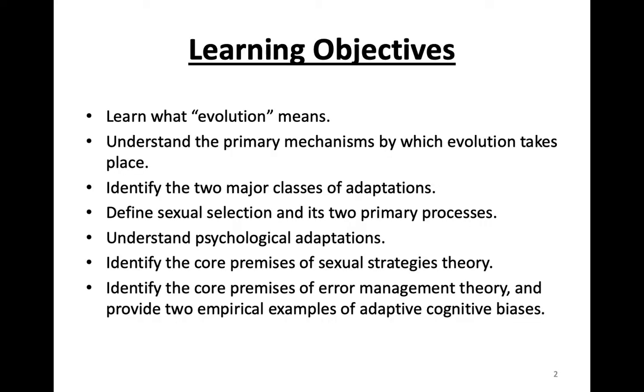So after hearing and watching the lecture today, hopefully you'll know what evolution means. You'll understand the primary mechanisms by which evolution takes place. You'll be able to identify the two major classes of adaptations. You'll be able to define sexual selection and its two primary processes, understand psychological adaptations, identify the core premises of sexual strategies theory, and then identify the core premises of error management theory, and then two empirical examples of adaptive cognitive biases.